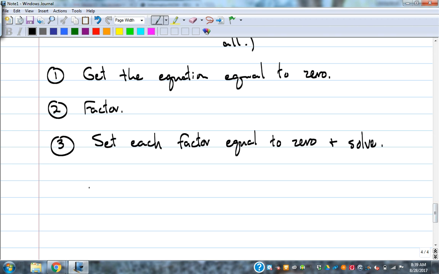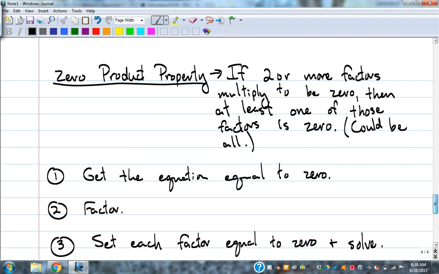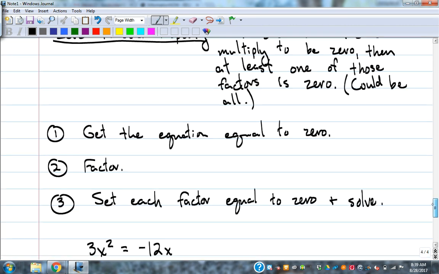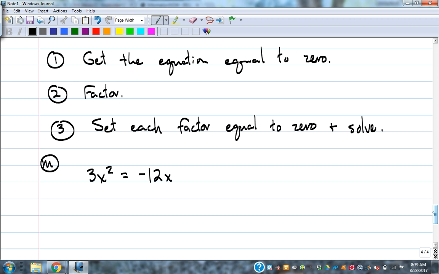Let's say we had something like this, 3x squared is equal to negative 12x. I don't know what letter we're on here. M. Oh, M. Yes, ma'am. That's for Matthew's checking out. All right. Thank you.